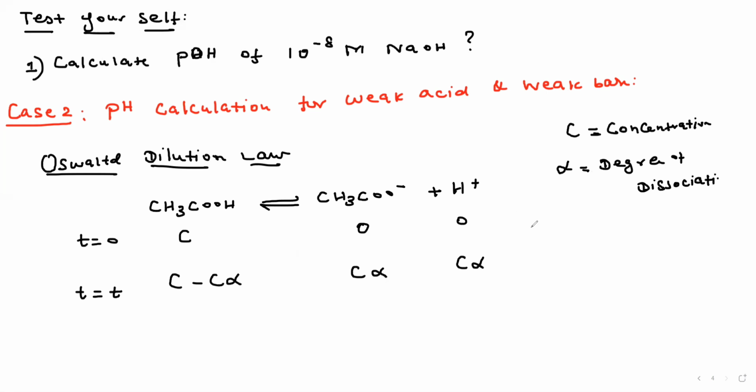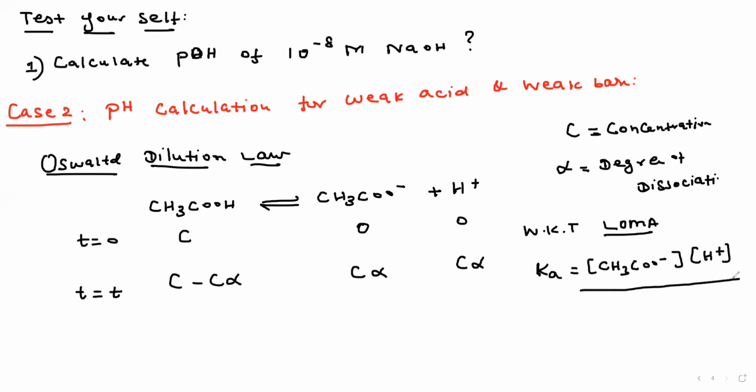Now we know that according to the law of mass action, LOMA, what is Ka? It is the acid dissociation constant. Ka is the product concentration divided by the reactant concentration. What is the product here? CH3COO minus and H plus, divided by CH3COOH. Please note this is also in aqueous medium. Everything should be aqueous, in the presence of water.